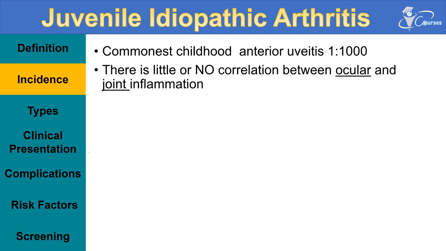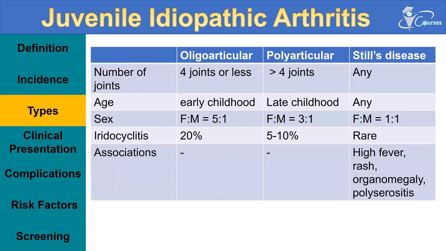Okay, so what will be the types of patients with juvenile idiopathic arthritis? It can be classified into 3 types: the oligoarticular, polyarticular, and Still's disease. So what will be this classification based on? It will be based on the joint affection and the systemic disease affection. Oligoarticular, sometimes referred to as pauciarticular, is the one in which there is involvement of 4 joints or less. The polyarticular type, there will be involvement of more than 4 joints, while the Still's disease, it is involvement of any number of joints.